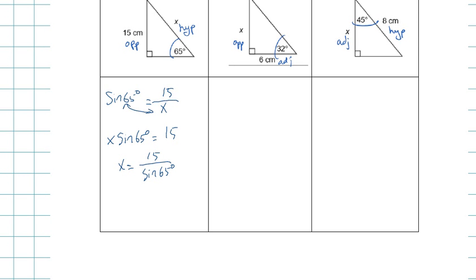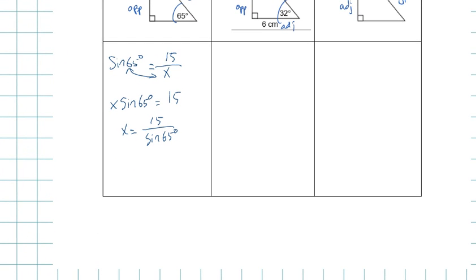So can you find me the answer? 15 over sine 65, what do you get? 15 divided by sine 65 is 16.6. What's after the 6? 16 point 666, so that's 16.7, because it's greater than 5. And what's the unit for that? Centimeter?